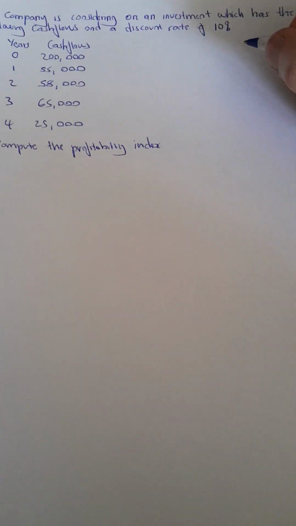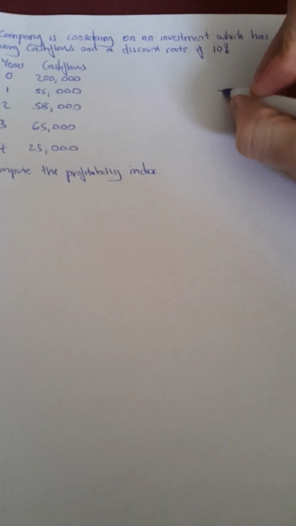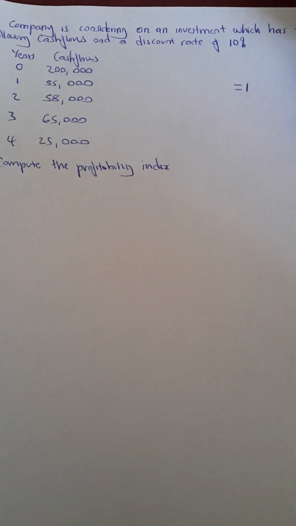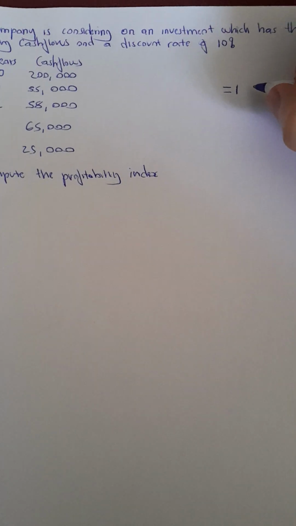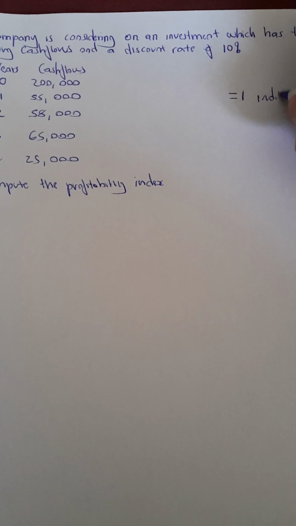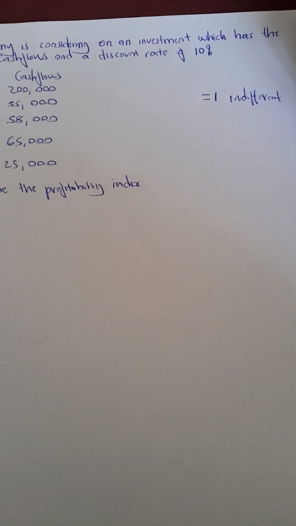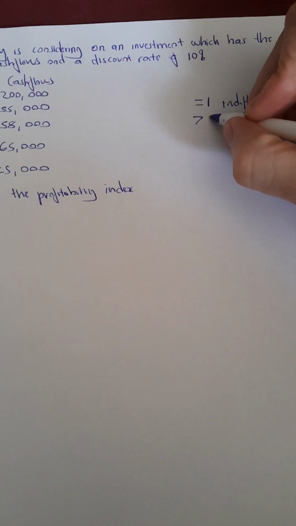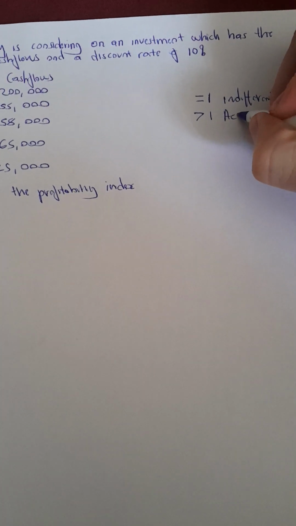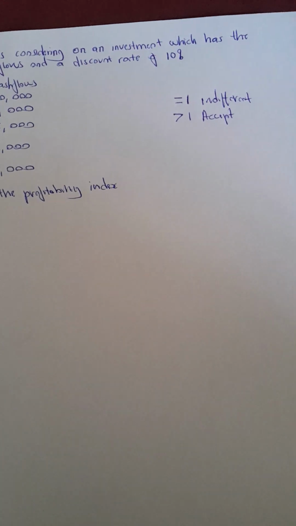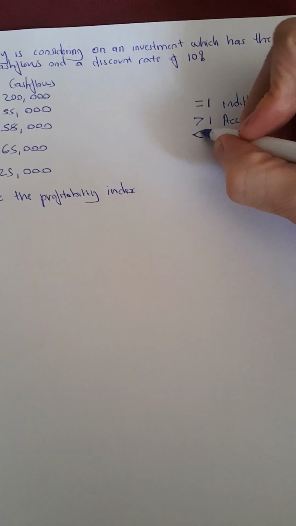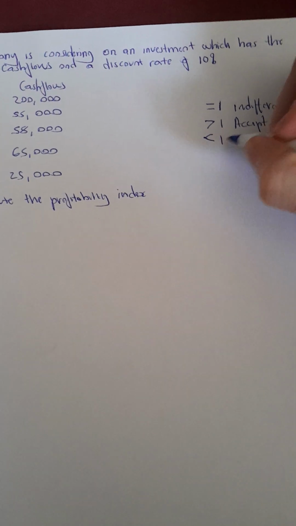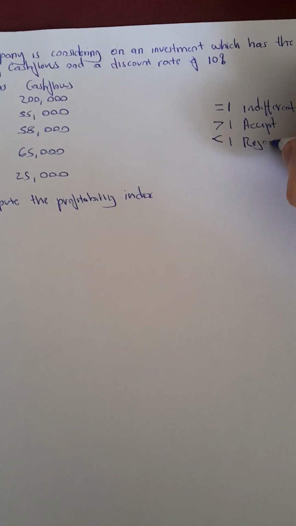So under Profitability Index, if you get a value which equals 1 after doing the computation, that means the project is indifferent. If you get a value which is greater than 1, that means you accept the project. If you get a value which is less than 1, that means you reject the project. So let's go down and do our computation.